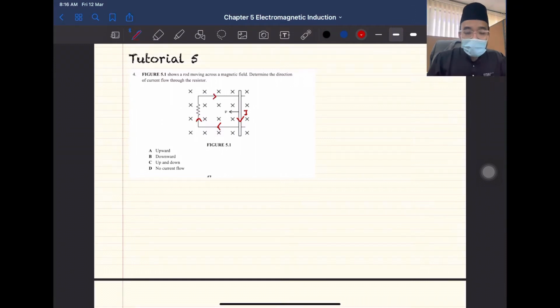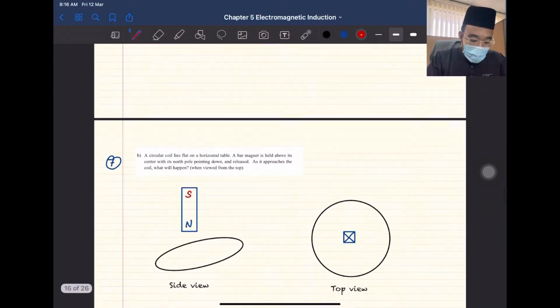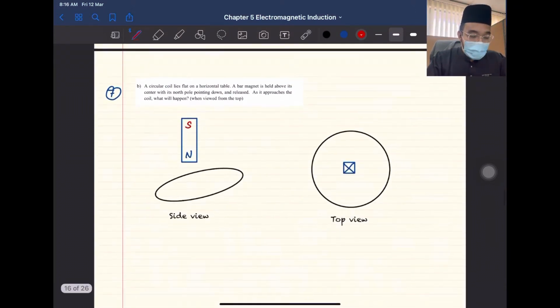If the question asks you to find the direction of current in the circuit, you can answer as if this is clockwise. But since the question specifically states to find the current flow through the resistor, you need to answer over here. So in this case, it is actually moving upwards, so the answer would be A. So move on. Okay, question number 7B.